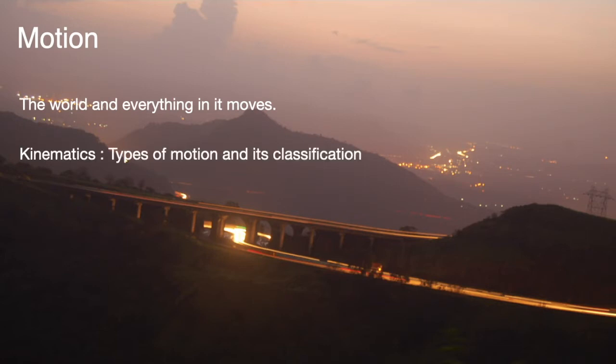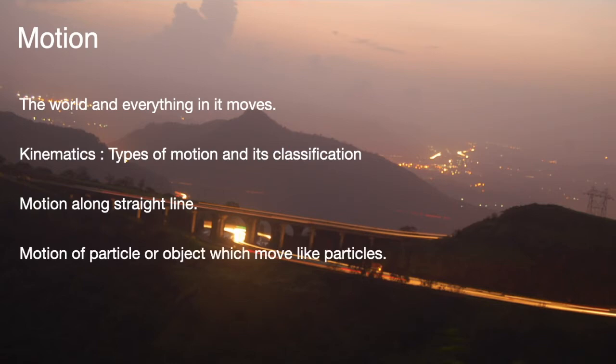Kinematics, which we are starting with now, is a branch of physics which deals with types of motions and their classification without knowing the actual reason for the motion. In this and in the next few videos, we are going to discuss the simplest form of motion, that is motion along a straight line. We are going to consider motion of particles or objects which move like particles.